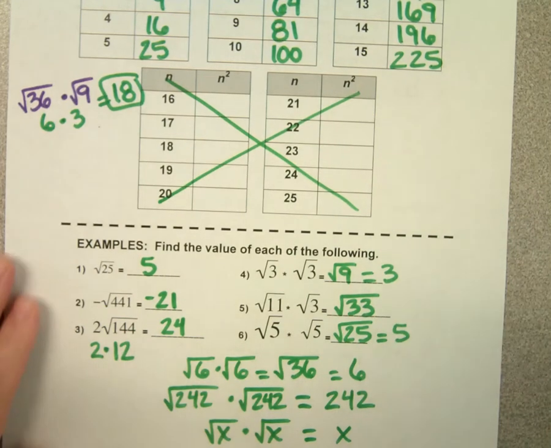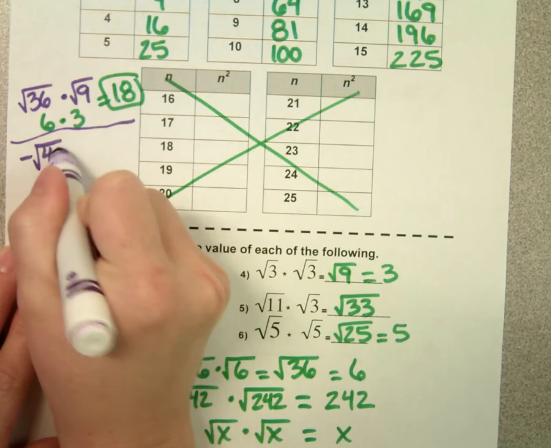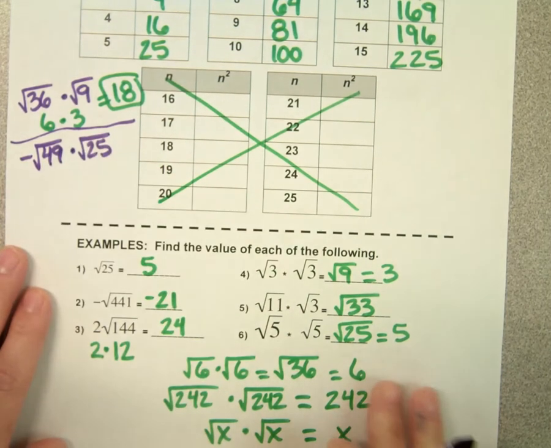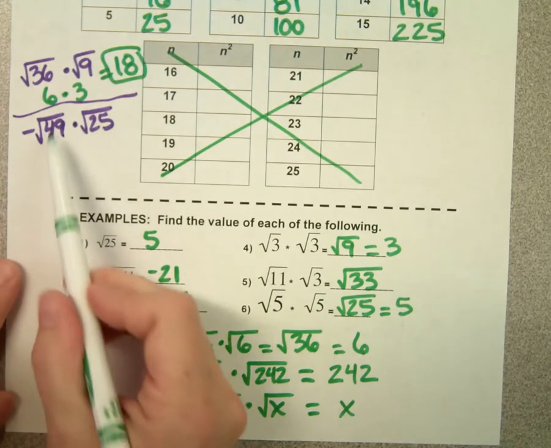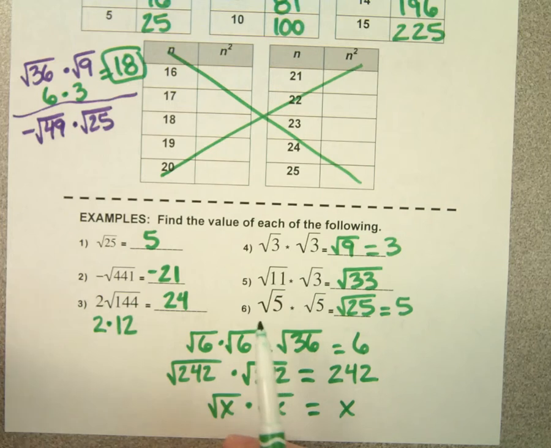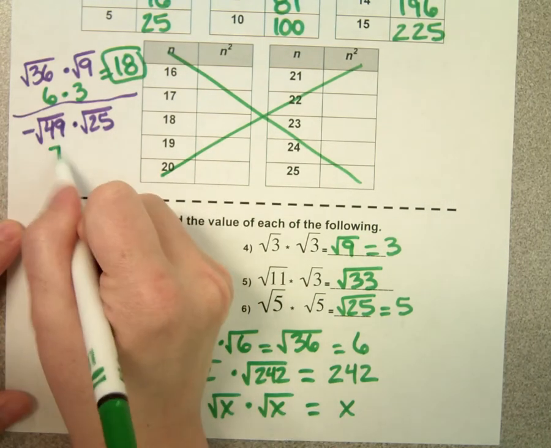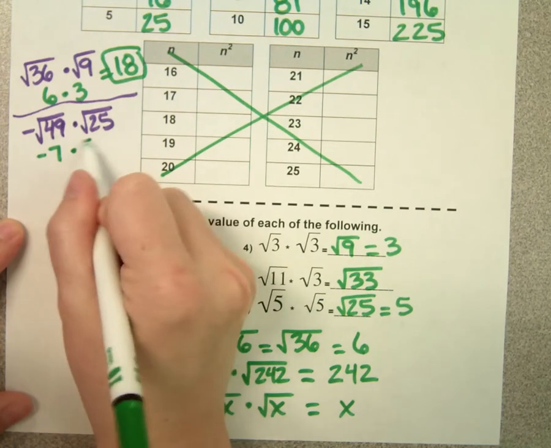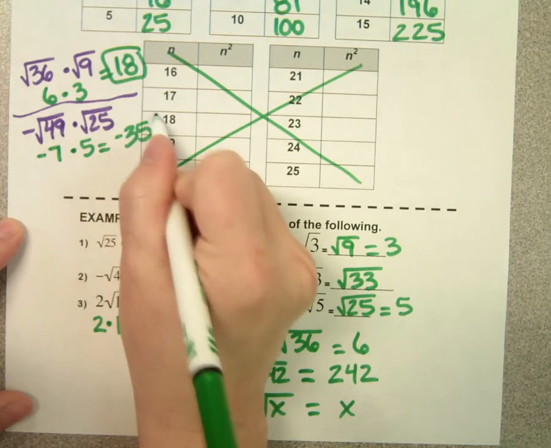Okay, if I gave you negative square root of 49 times square root of 25, I could multiply the 49 and 25. Or, are they both perfect squares? Yep. So let's just do it a different way. What's the square root of 49? 7, and then the negative would just drop. And then what's the square root of 25? 5, and so the answer would be negative 35.